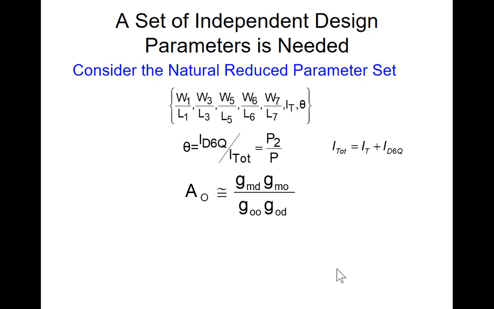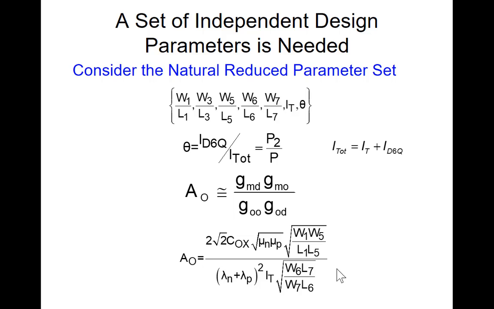Now we've already done this before for a single stage op amp, right? Now we're going to do the same thing for a 2-stage op amp. Do you think things will get easier or more difficult? Probably get more difficult. Okay? So if I express A0 in terms of these parameters in the set, which you might be exploring, here's what A0 looks like.